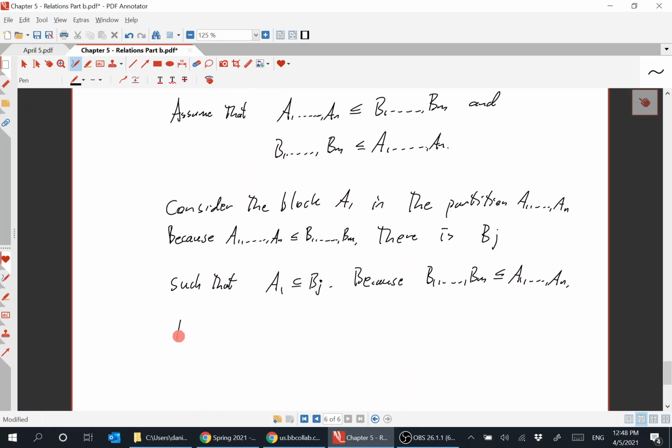There is a little k, A sub little k, such that A1 is contained in Bj, and Bj is contained in AK. So, we showed that the subset relation is transitive, so what does this imply?